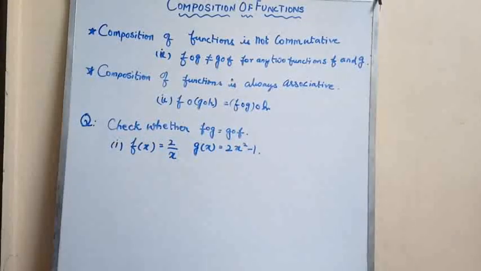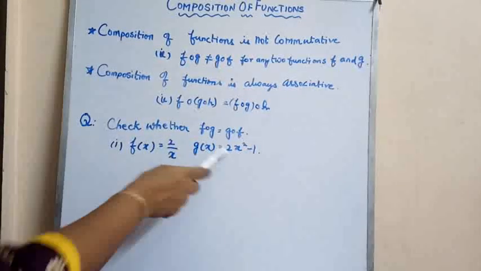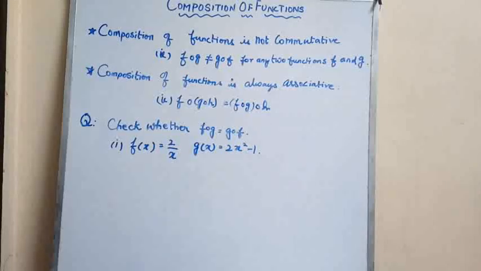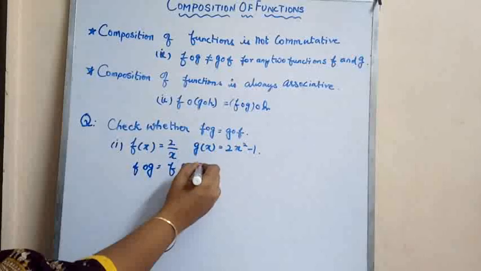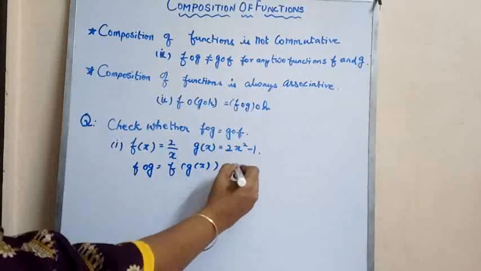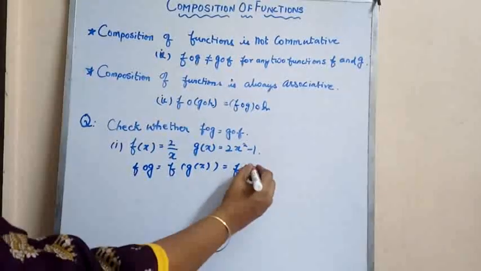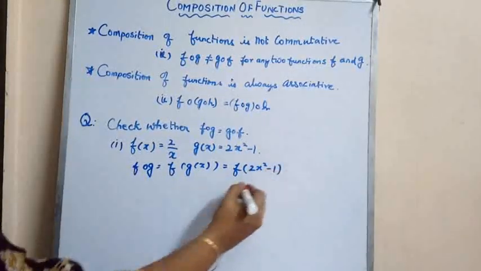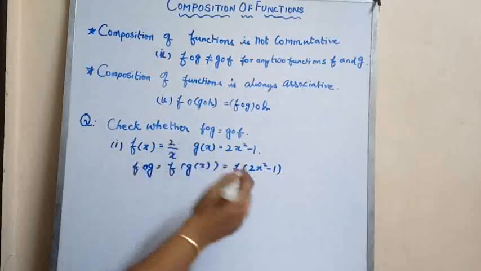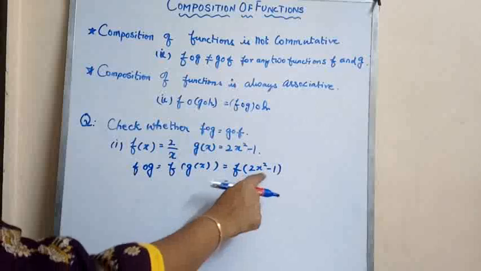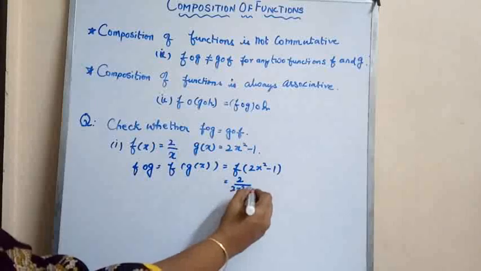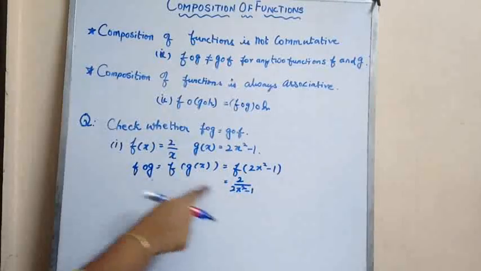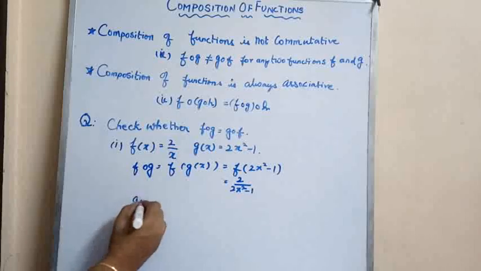So now we have a question here. Check whether f∘g is equal to g∘f. So here f is a function 2 by x and g is a function 2x squared minus 1. So f∘g is f of g of x, which is equal to f of, what is g of x? 2x squared minus 1. So f is 2 by x, so in place of x, you have to substitute this function. So 2 by 2x squared minus 1. So this is f∘g.